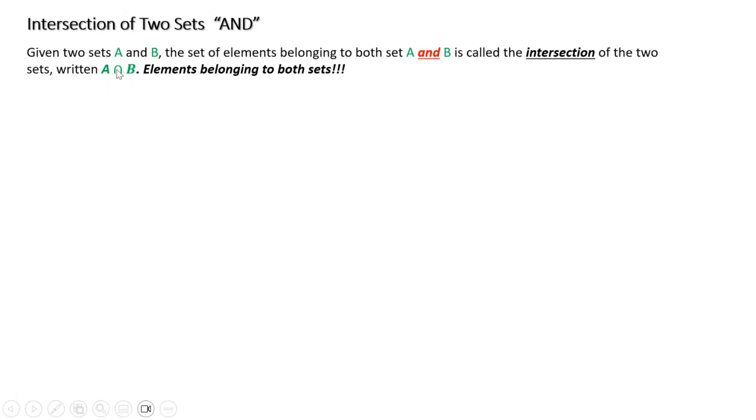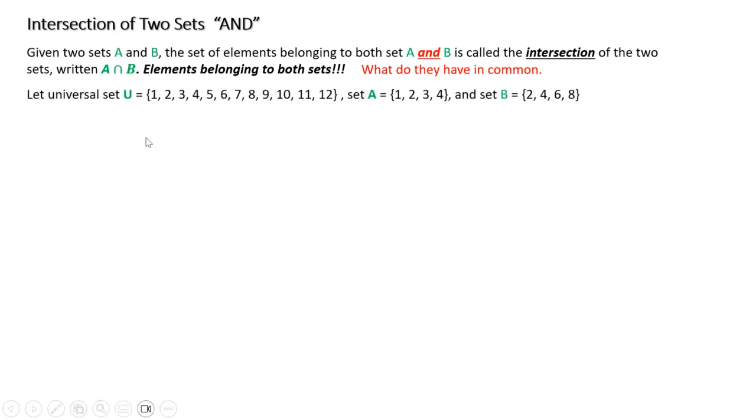But at times, students don't understand that, okay? So I always have an alternative. I like to say also elements belonging to both sets, or what do they have in common? This is what I like to say when I teach this class. Why? Because at times students don't understand intersection or elements belonging to both sets, even though it's kind of straightforward. But at times I like to use what do they have in common, right? I believe this wording at times makes more sense to the students. Okay. Now let's do examples here.